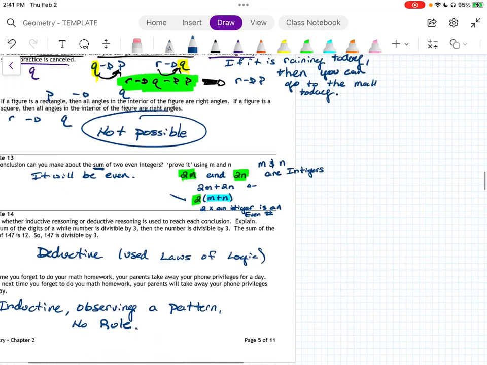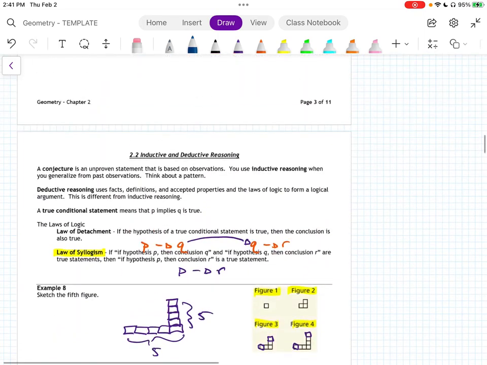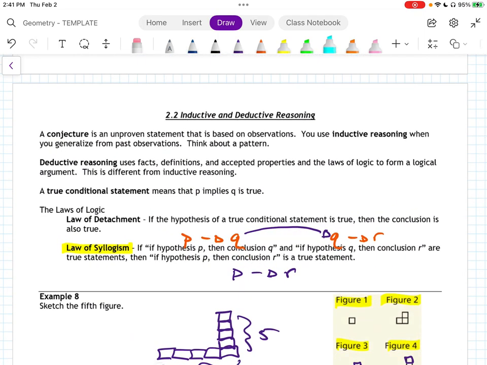That is section 2. Let me scroll back up and see what the important things are that we want to make sure we know. Really, it's these words up here. We're going to need to know the words conjecture, inductive reasoning, deductive reasoning, and a true conditional statement, which I would read backward: it's a conditional statement that's true. We've already talked about that. The laws of logic, that's a term that we should know. And then law of detachment, law of syllogism. Those are all good things that we need to know. All right, that is section 2.